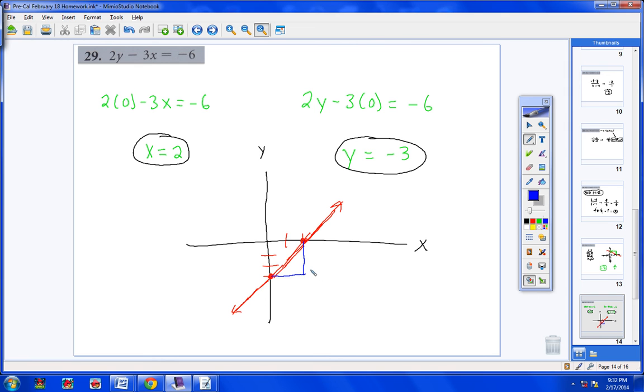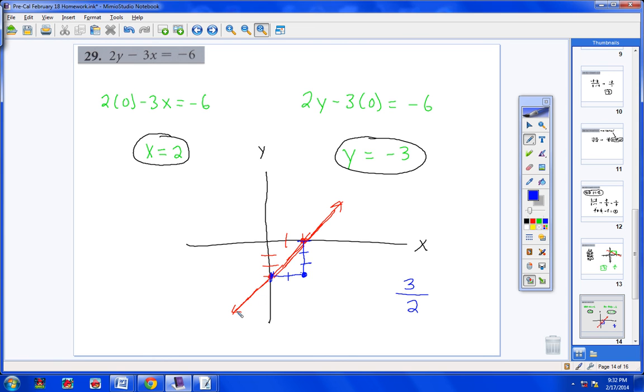Now, let's find the rise. So we start right here, and we don't count until we make our first movement. So I go up 1, 2, 3. So the rise is 3. Now let's count the run. So I start here, and I go 1, 2. So the run is 2.